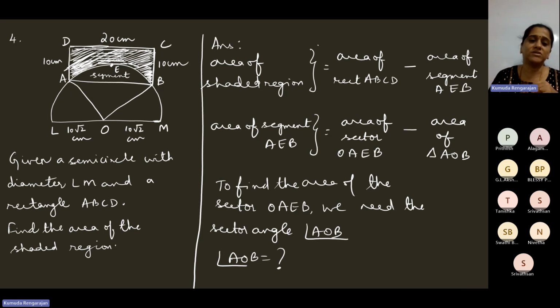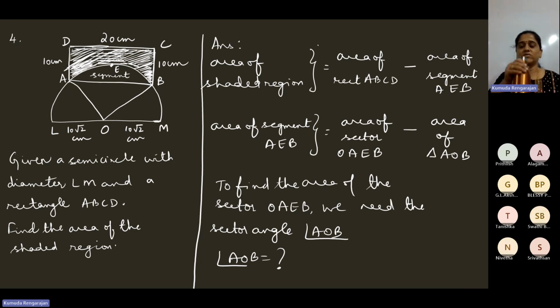So how to find the measure of angle AOB? We can use trigonometry. But to use trigonometry, we should have a right triangle. No right triangle. Correct? So how to find the angle? So here is how to find the angle.